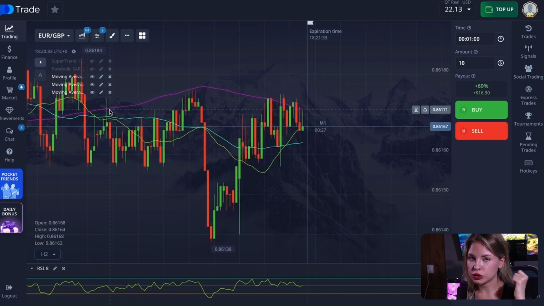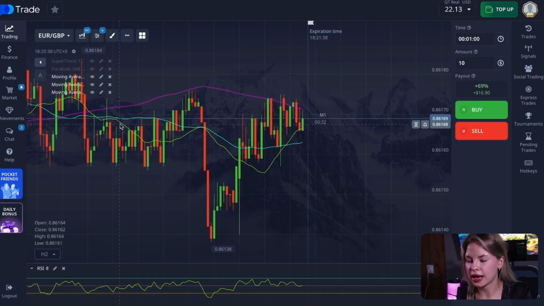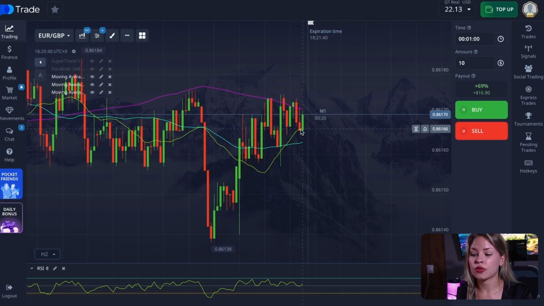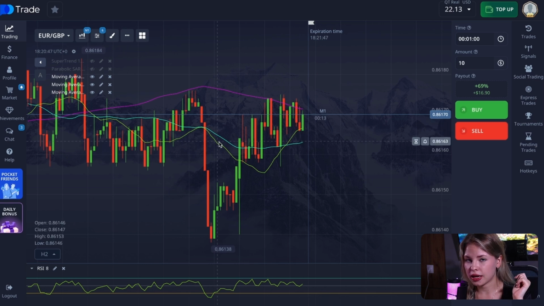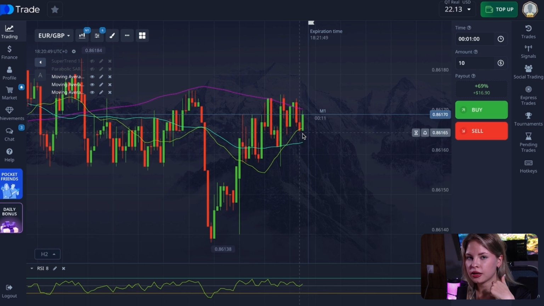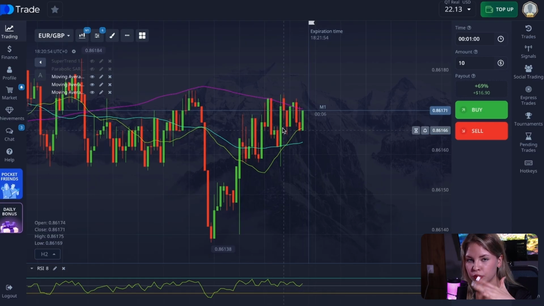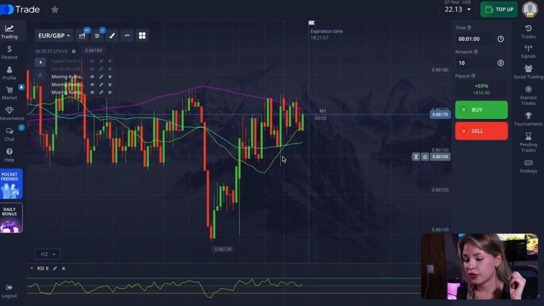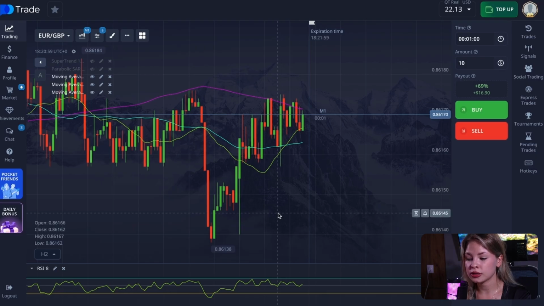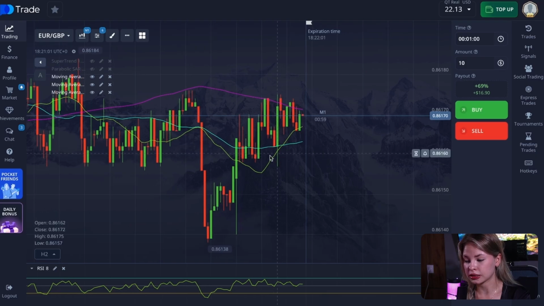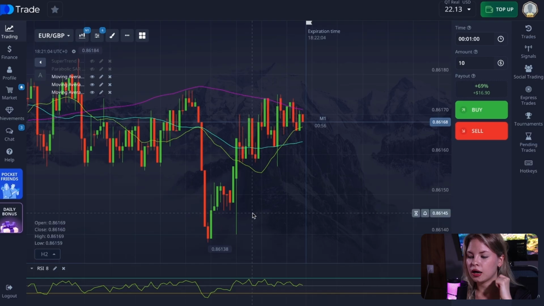MA are often used for other purposes. For example, for really brief analysis, when the candlesticks are above the MA, then it means that it is an uptrend and the price is increasing. And when the candlesticks are below our MA, then it means that it's a downtrend and the price is decreasing, and it's a perfect time for shorts.